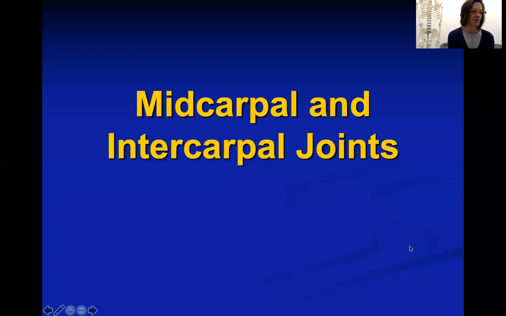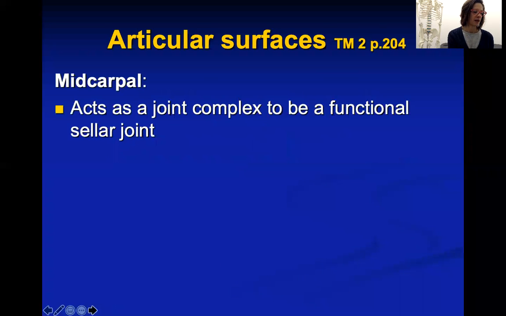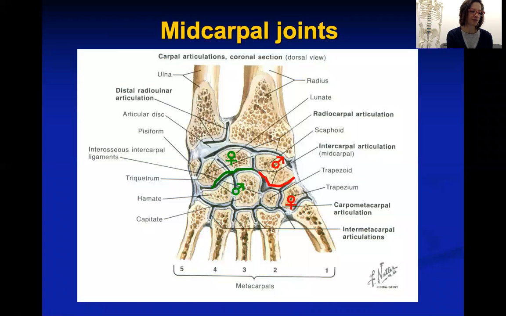Today we're going to talk about the midcarpal and intercarpal joints. So the midcarpal acts as a joint complex, as a functional sellar joint. And we'll look at that because we talked about the ulnar side being more convex, always on concave, and the radial side being concave on convex, which together makes it a functional sellar joint.